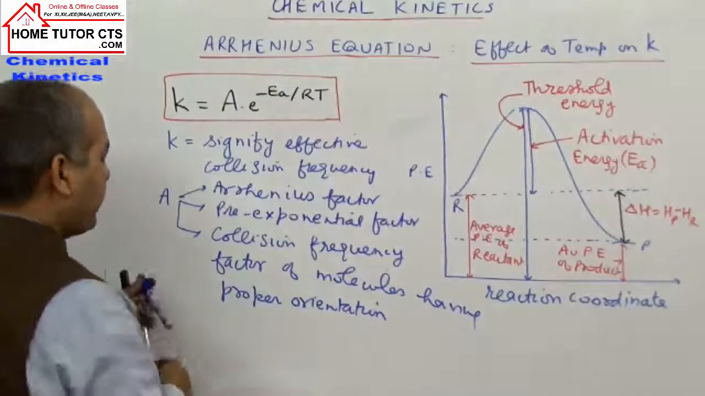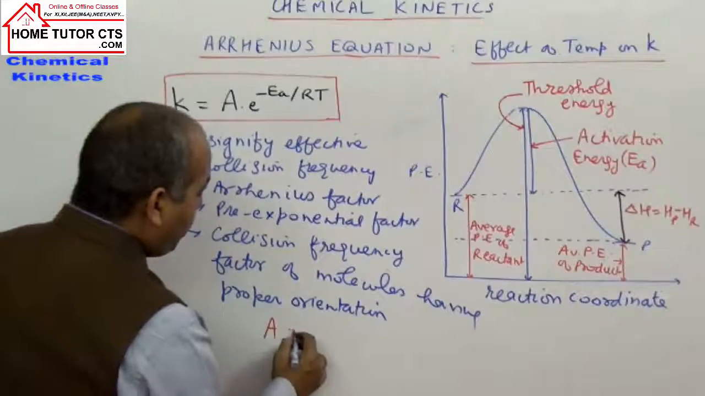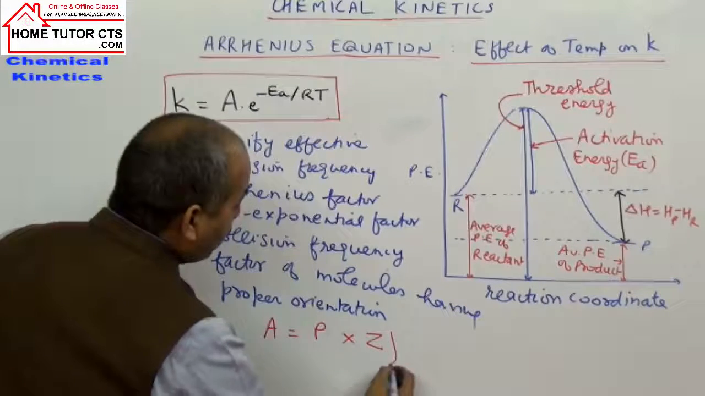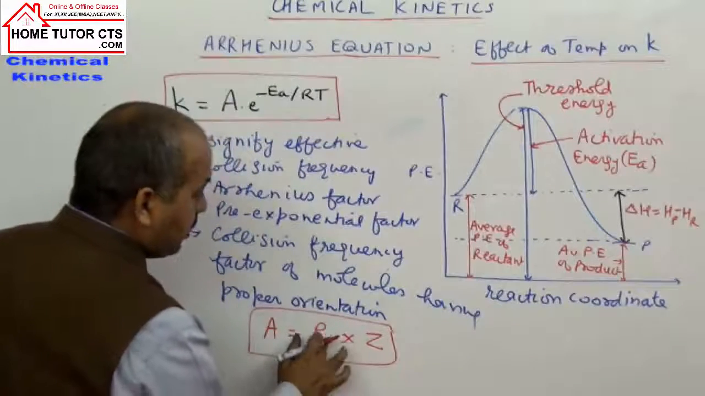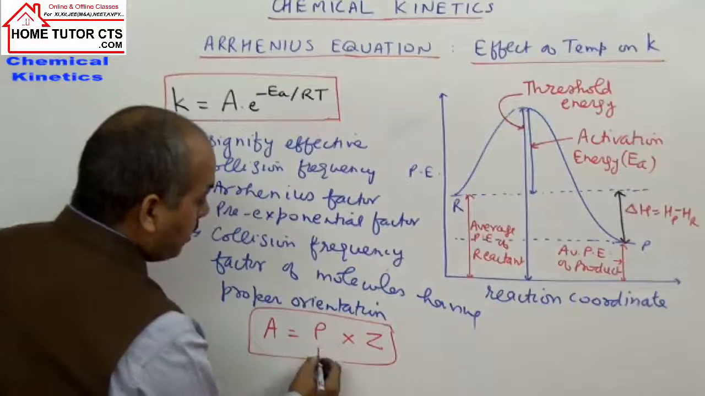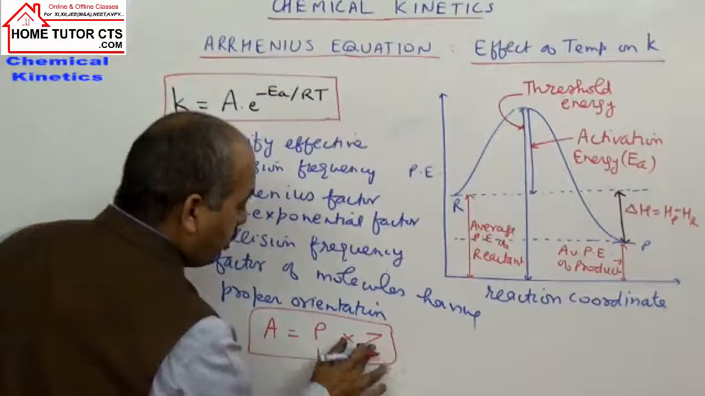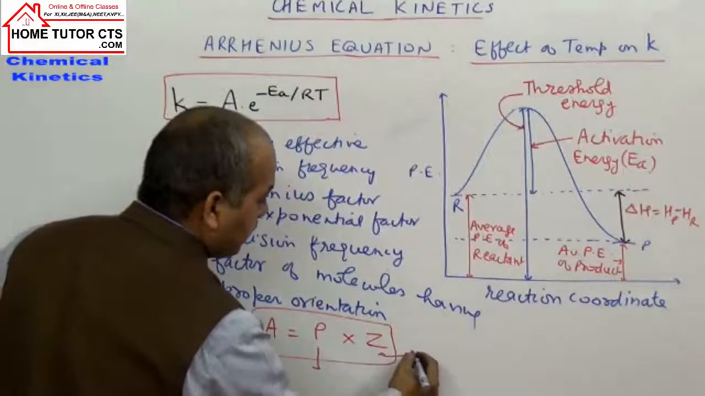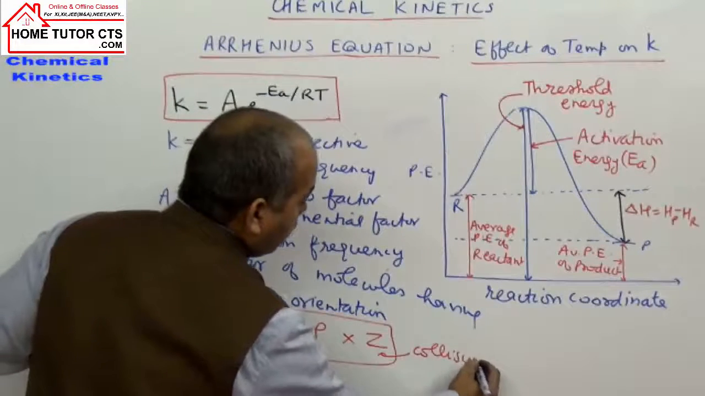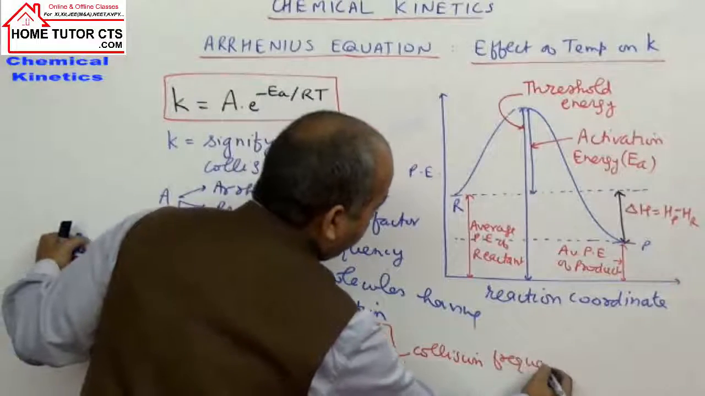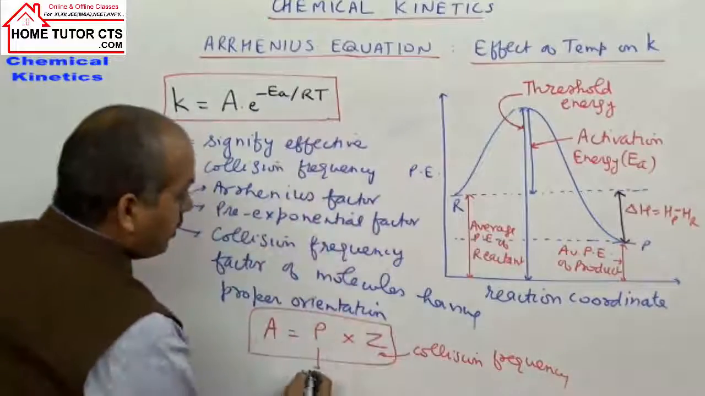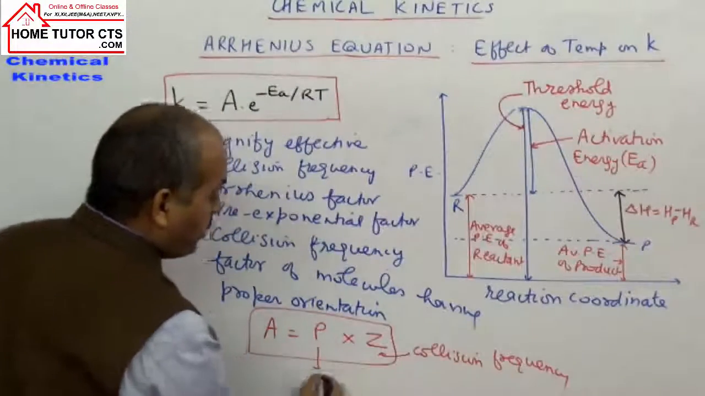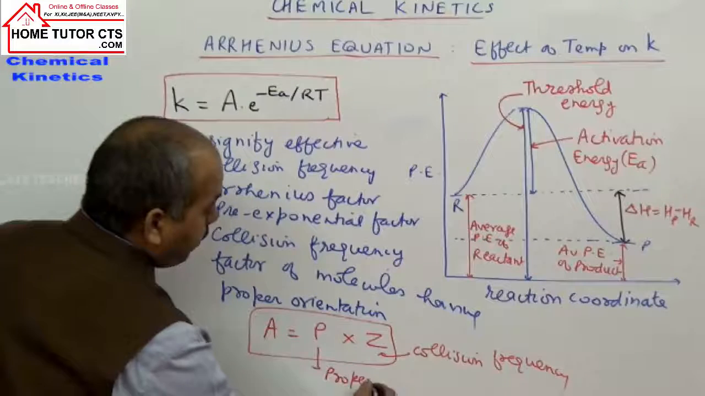This A can be given as product of P into Z. Z can be taken collision frequency of all molecules, and P is taken the factor including this. Z is collision frequency. Only collision frequency part is Z. I can write here. Z is only collision frequency. And P will be taking the fraction of molecules which are undergoing collisions having proper orientation.